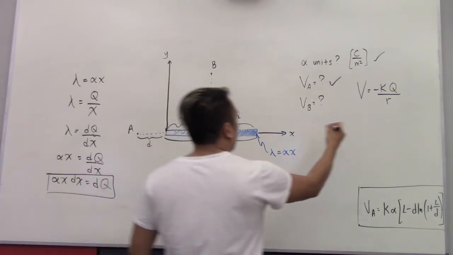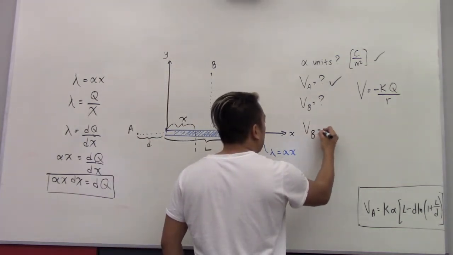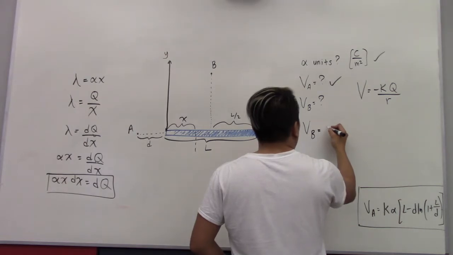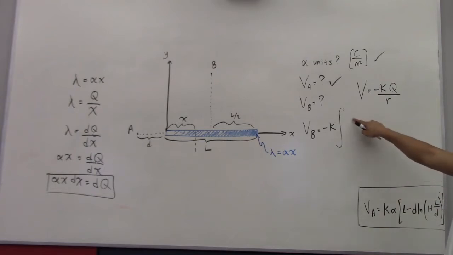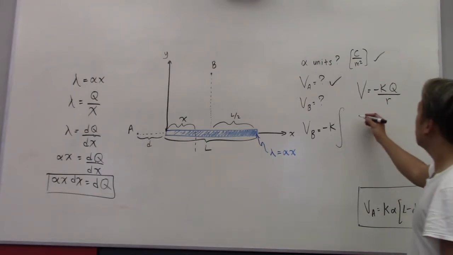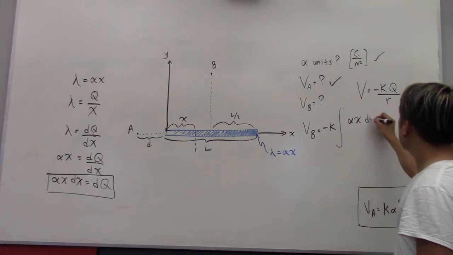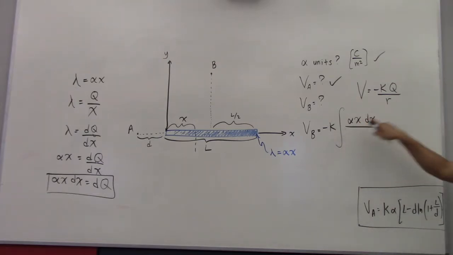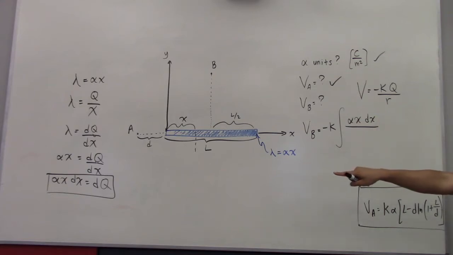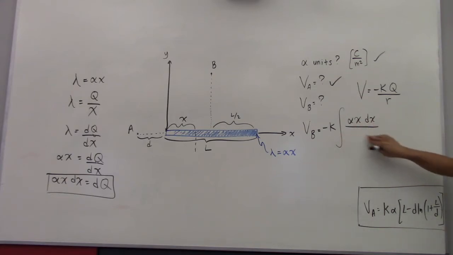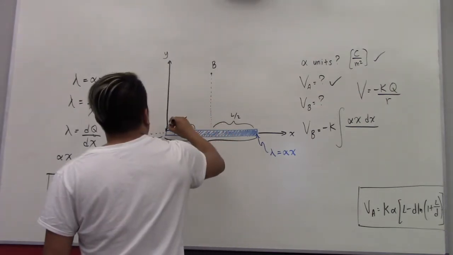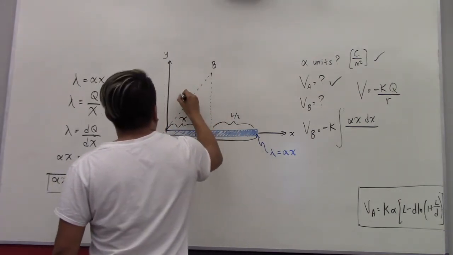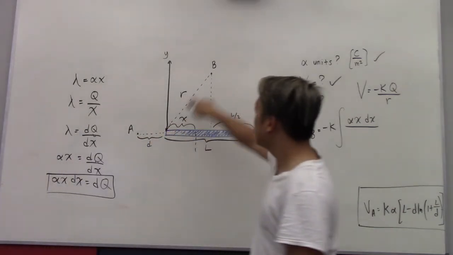Okay. We're going to have voltage at B equal to negative k. It's still going to be negative k, and the top part is still going to be this distance.